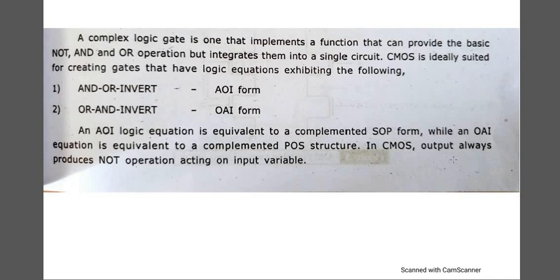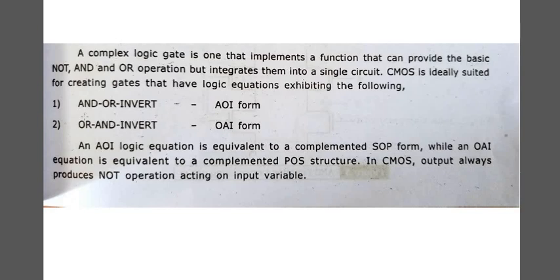So in CMOS, the output always produces the NOT operation acting on the input variables. There's a lot of disturbance here. Please listen to the video with concentration. Okay, I hope you are clear with the complex logic gates. So what are the complex logic gates? They provide a combination of AND, OR and NOT operations, integrated together to become a single circuit.